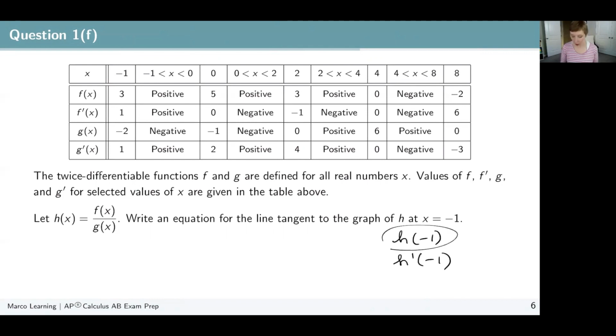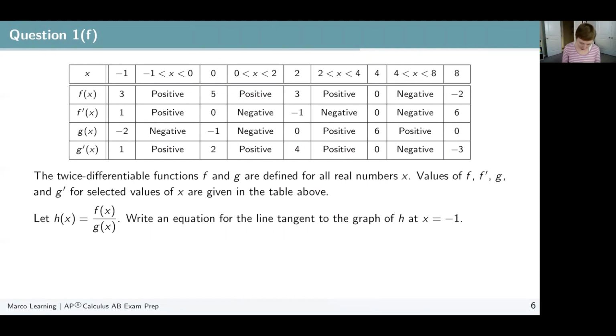Because h of -1, when we figure out what that's equal to, we're going to know the coordinates for the point of tangency. We already know the x-coordinate is -1, but that's going to give us the y-coordinate for the point of tangency. And then h prime of -1 is going to give us the slope of the tangent line. So we need those two things in order to write our equation for our tangent line.